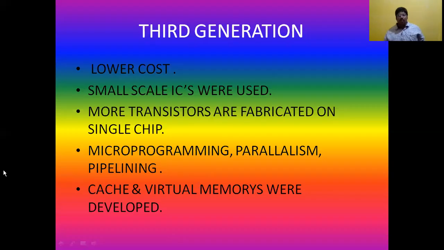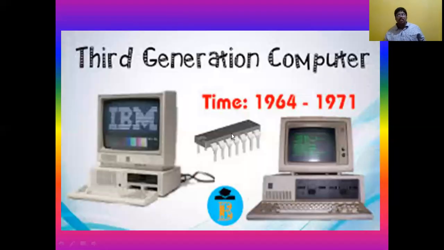So in the third generation, we have used small scale integrated ICs. More transistors are fabricated on a single chip, as I have told. Instead of designing a circuit with 10 transistors, 10 capacitors, and 20 resistors separately, all of those will be fabricated on a single silicon chip with the size shown in the next slide. With this much size of an IC, you can fabricate 10 resistors, 10 capacitors, 20 transistors, and everything. Obviously this will result in the reduction of power consumption.